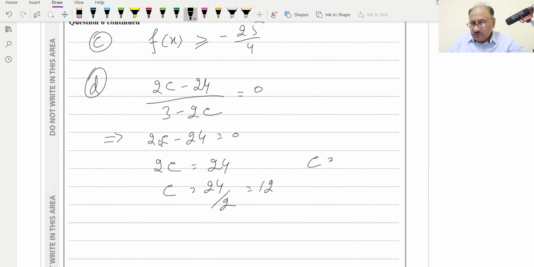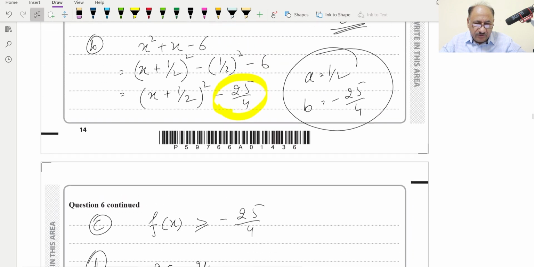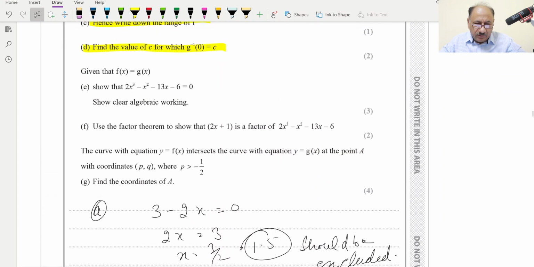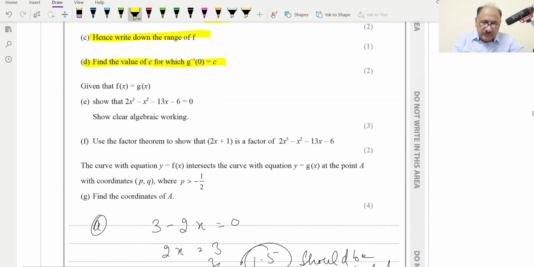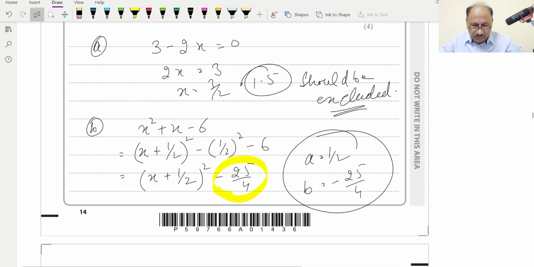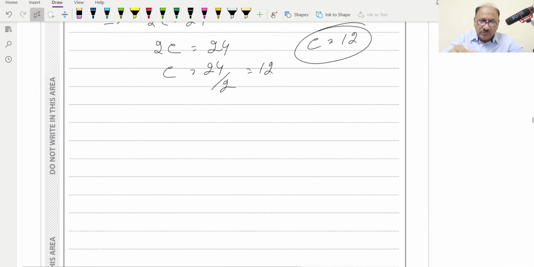So C is equal to 12 will be our answer for this D part. Now we can go to E part. E part says, given that f of x is equal to g of x, show that this is the equation which we have to show, and show clear algebraic working also. So we can write f of x is equal to g of x for E part.